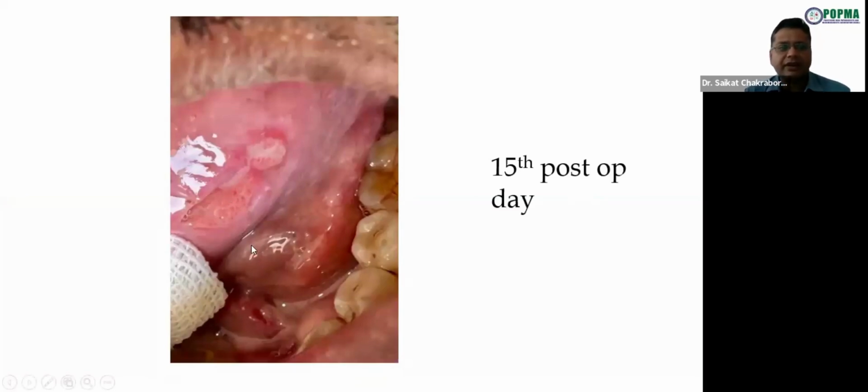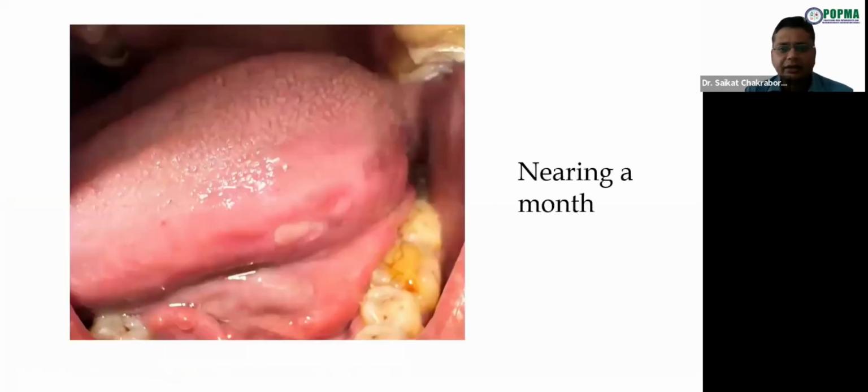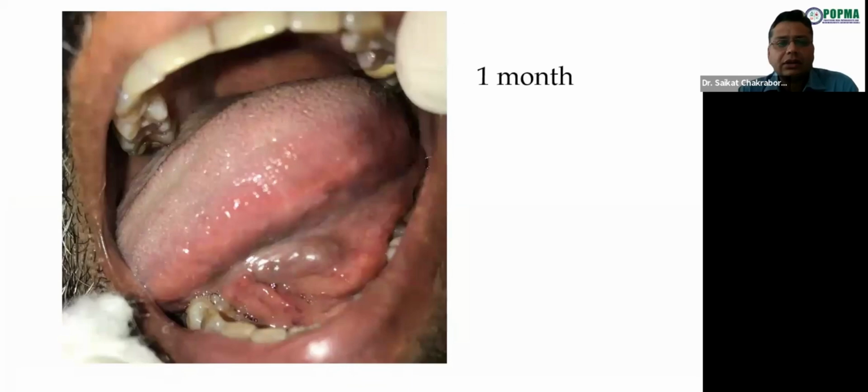This patient, I befriended him, so he kept on sending me pictures. Nearing a month, and this is after a month. So complete healing achieved. And more importantly, not only complete healing, I cannot track whether the patient has left the habit of cigar smoking or not. He might say that, oh, I have never touched a cigar after it, but I can't believe him. That's okay. But now he knows that if I'm still smoking my cigar, and there are lesions in my mouth which develop later on, which are similar to this, which are painless, which is there in my tongue or a buccal mucosa, I need to see a specialist.